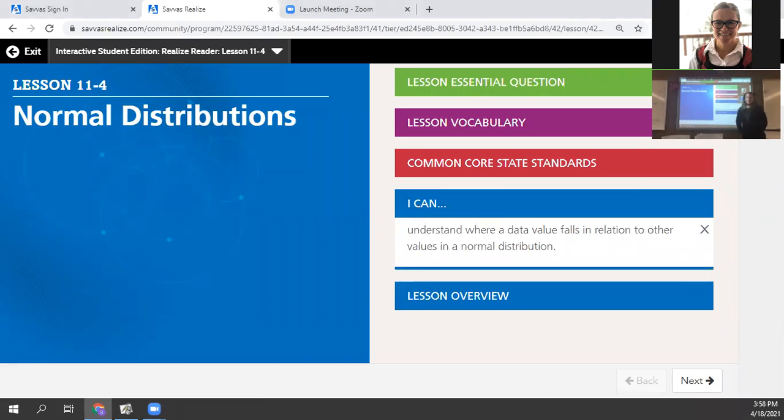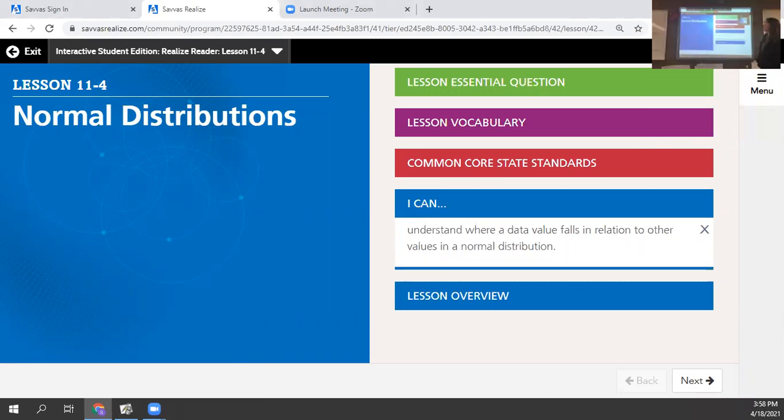Hello and welcome to lesson 11-4, which is all about normal distributions, a really important topic in Algebra 2. By the time we're done, we want to be able to understand where a data value falls in relation to other values in a normal distribution.